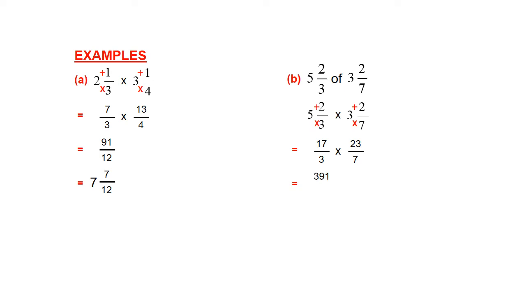17 times 23 is 391. 3 times 7 is 21. Change it to a mixed number. It will be 18 and 13 over 21. Since it's allowed for you to use a calculator, I advise you to start directly multiplying without even thinking of simplifying the fractions before the multiplication.